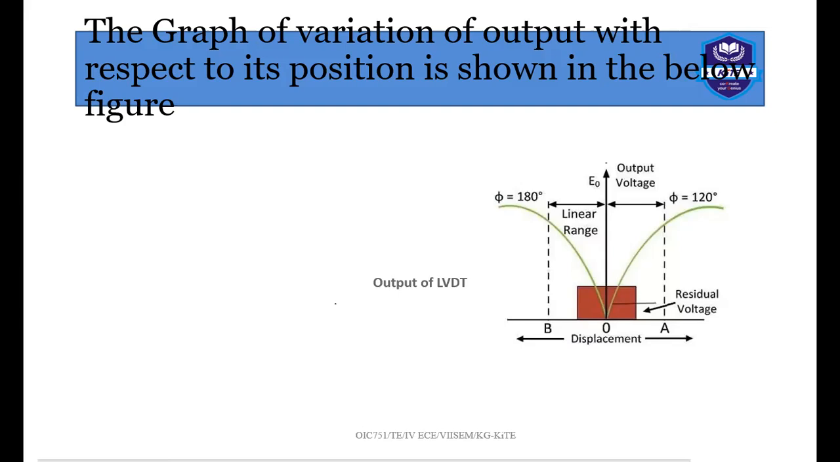Can you spot the difference? Can you spot the phase? The flux produced is 180 degrees out of phase. One is 120 degrees in phase. So we have already seen this, what is happening here.